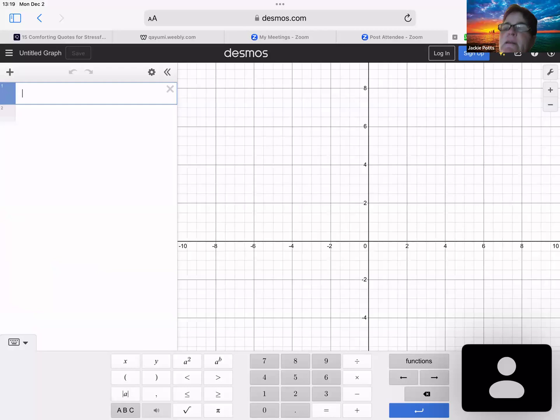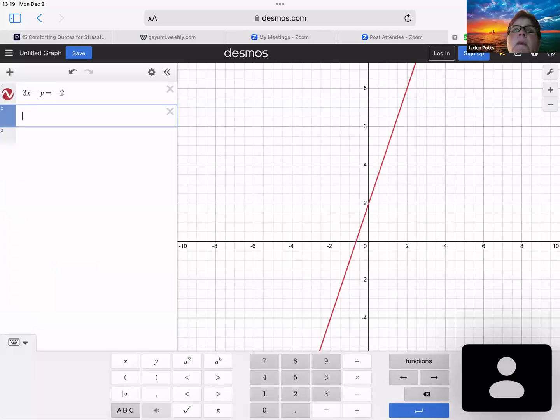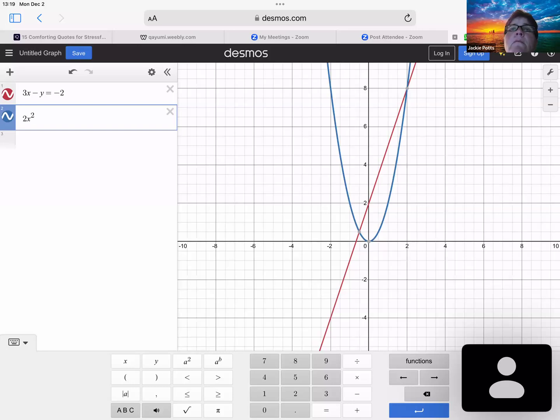All right. So I need to put it in. My first one is 3x minus y equals -2. And we have a 2x squared. All right. There it is in Desmos graph.